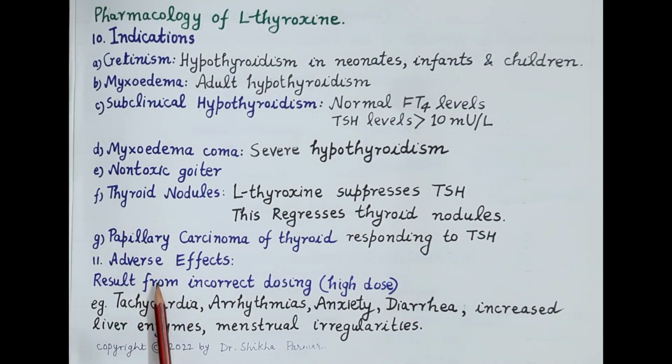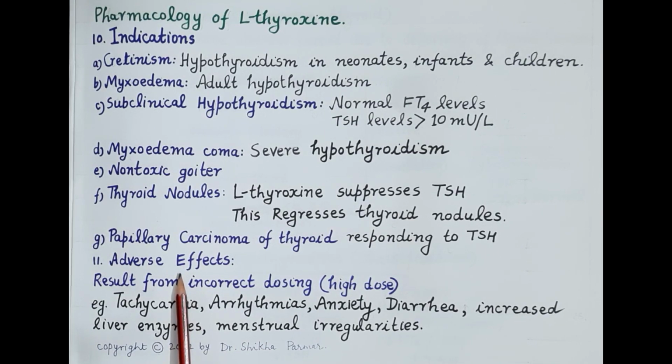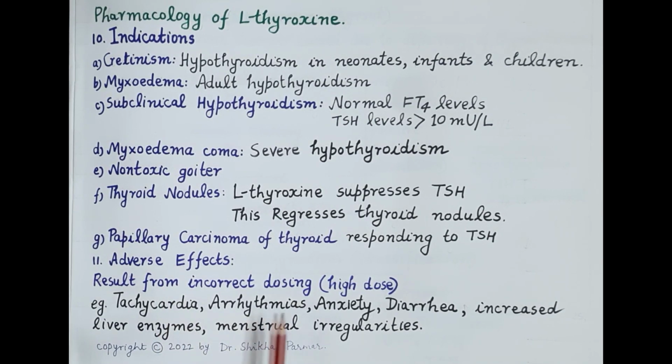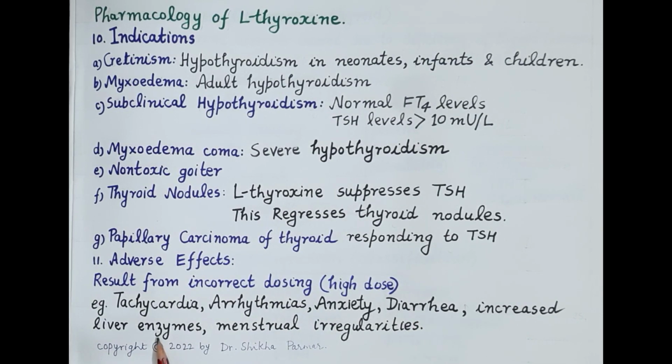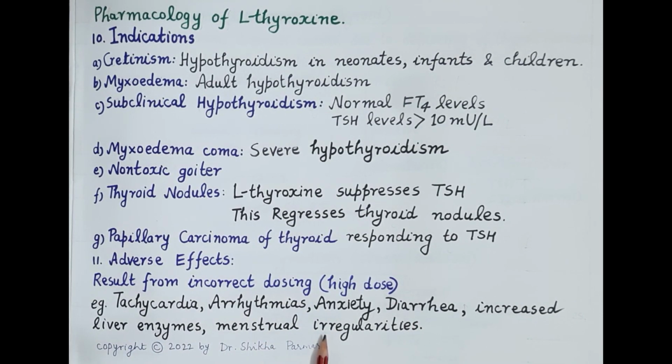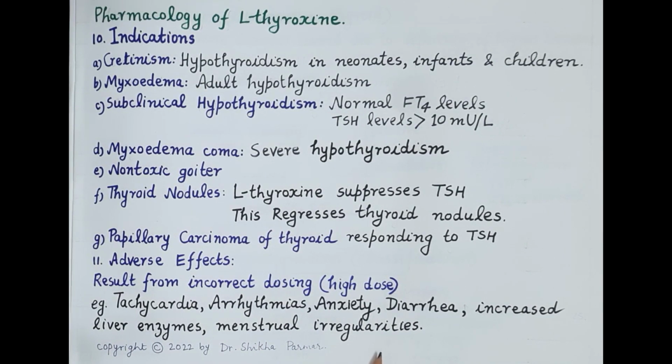Now, adverse effects of L-Thyroxine. Now, adverse effects of L-Thyroxine often result from the incorrect dose. Now, high doses of L-Thyroxine produce adverse effects like tachycardia, arrhythmias, anxiety, diarrhea, increased liver enzymes, menstrual irregularities, headache, etc. So, this is in brief on the use of thyroid analog, that is L-Thyroxine, as replacement therapy in the treatment of hypothyroidism.